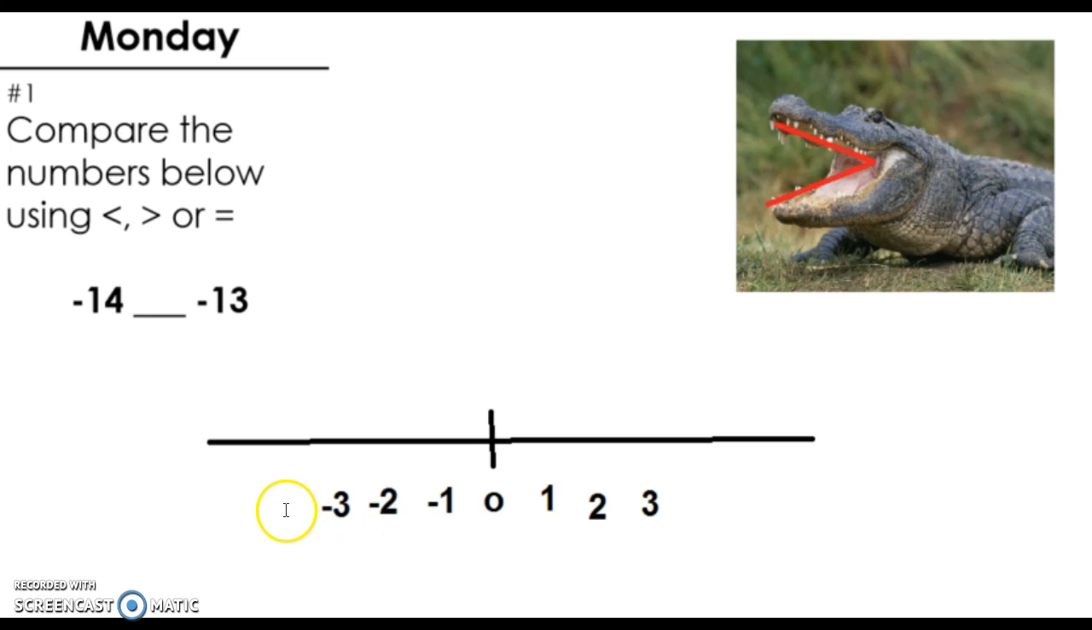right? So -13 is going to be like, let's say it's right here, and -14 will be over here. So the one to the left is smaller, and we're always going to want to eat the bigger one, right? Which means our answer is, there you go, -14 is less than -13.